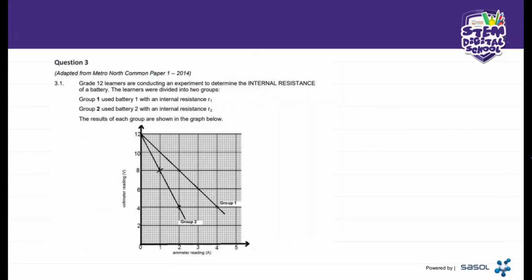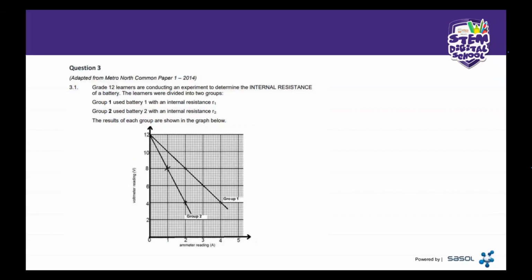Why do we say that it's got a greater internal resistance, guys? Because look at these two. They both have internal resistance, right? They both have voltage and current, right? But look at the resistance. Remember what they say about resistance: V is equal to I times R, and R is equal to V over I, right?